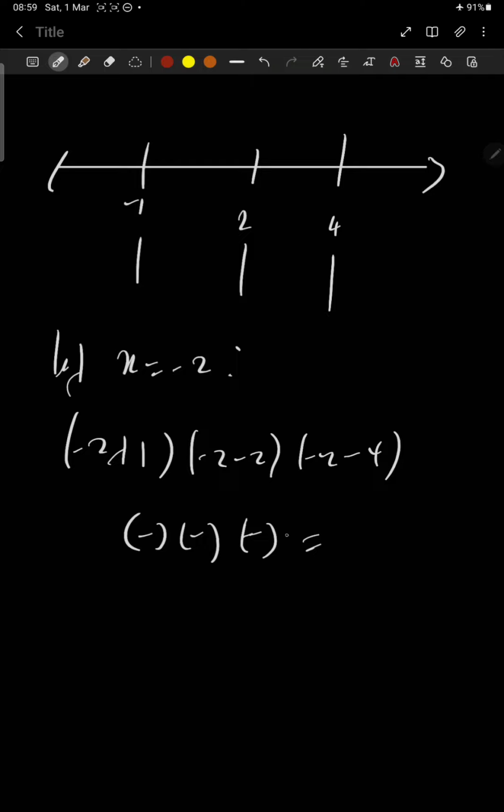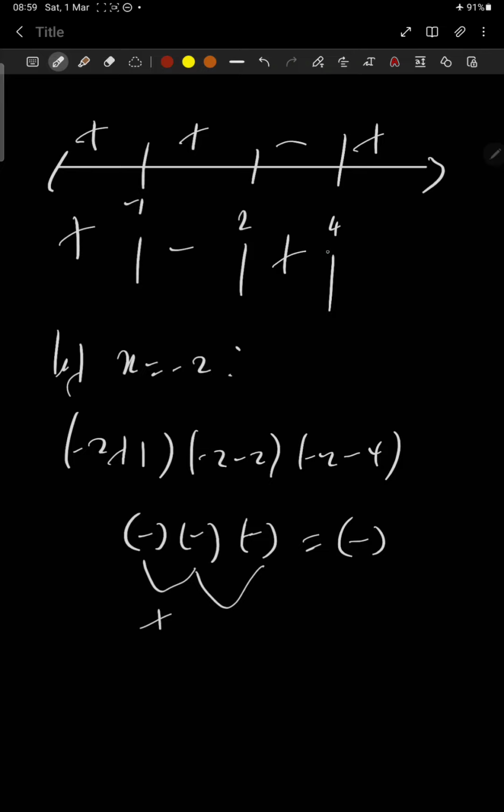Now, negative times negative is positive. Then positive times negative is negative. So the answer here is negative. If this is negative, the next will be positive, then negative, then positive. The signs will alternate. If this one was positive, it would have been negative, positive, negative. That's how it is.